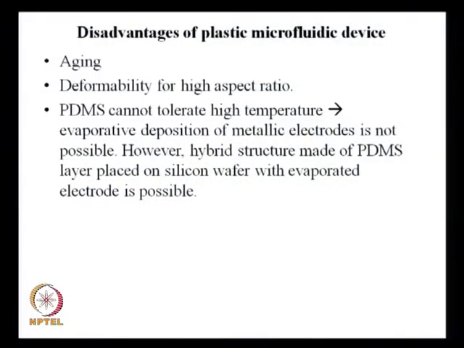However, a hybrid structure made of a PDMS layer placed on a silicon wafer with an evaporated electrode is possible. That means you can have a hybrid structure comprising both silicon and PDMS, so that you can take the benefit of both substrates. Silicon gives you the robustness, and it helps you in doing the deposition of electrode material or whatever you want. On the other hand, you need some properties of a plastic device, for example, surface property, hydrophilic, hydrophobic orientations and so on.